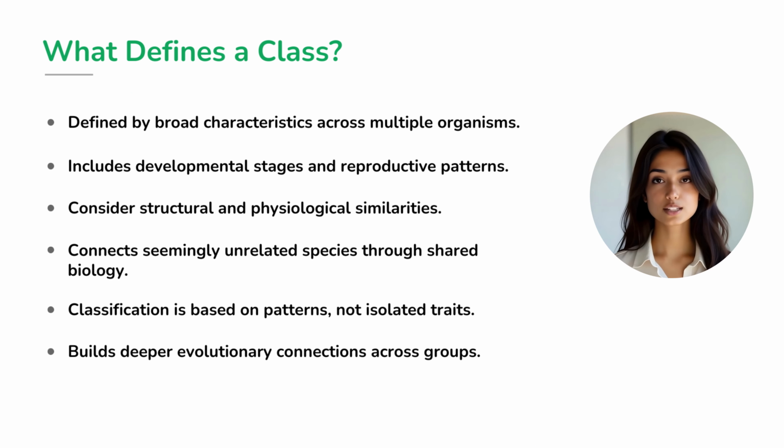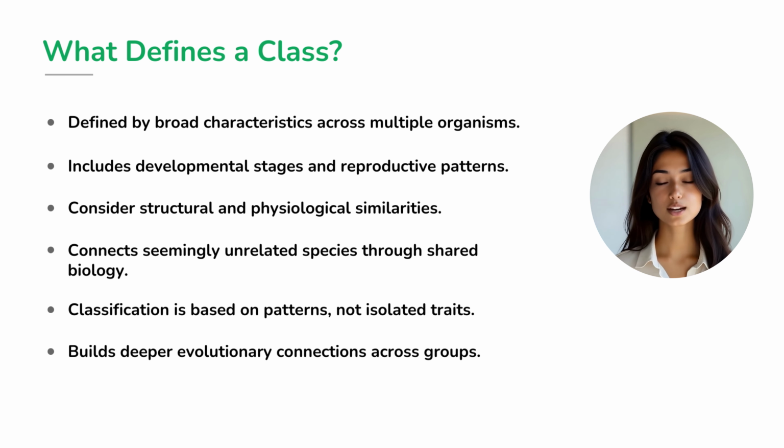A class is defined by a broad set of biological traits. These can include developmental stages, structural features, reproductive methods, and physiological functions. It is not about a single characteristic, but rather a pattern of shared traits that emerges across multiple organisms. This level of classification helps scientists connect groups that may appear unrelated on the surface but are deeply linked through their evolutionary past. It allows us to build a framework that reflects both function and ancestry.